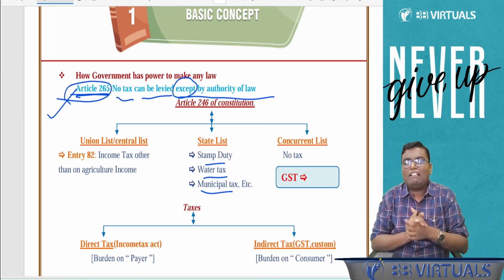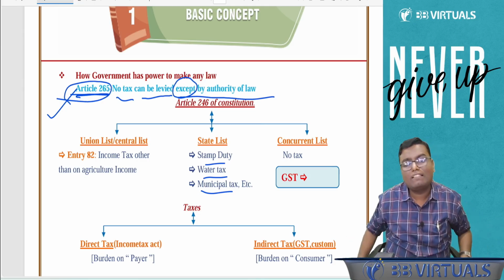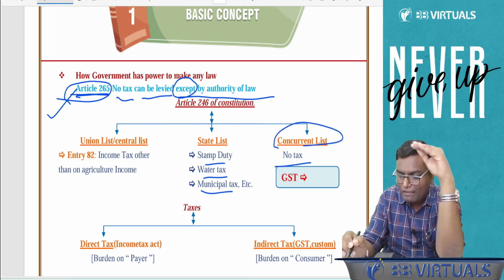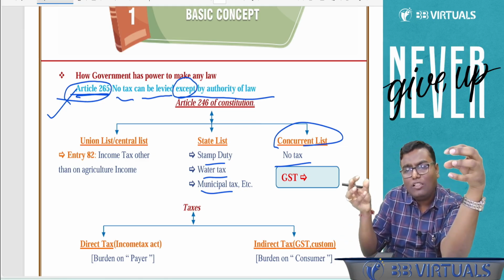So yes, income tax power is there in central list. All other tax power is there in state list. In concurrent list, there is no tax. So there is no tax as of now in our country which two governments can commonly charge.